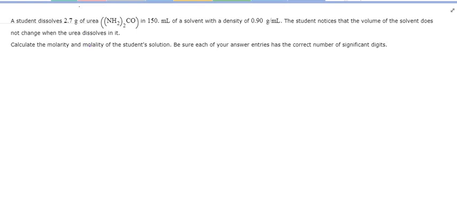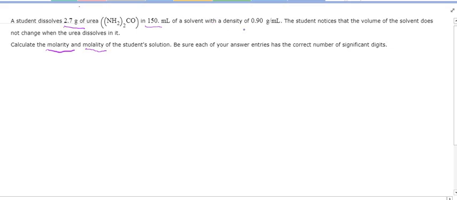Alright, here's another problem from Alex. This is going to deal with molarity and molality and some of the differences between the two. A student dissolves 2.7 grams of urea in 150 mL of a solvent with a density of 0.090 grams per mL. The student notices that the volume of the solvent does not change when you add the urea to it. That's not always going to be the case. But then it says calculate the molarity and molality of the student's solution, and remember your sig figs.